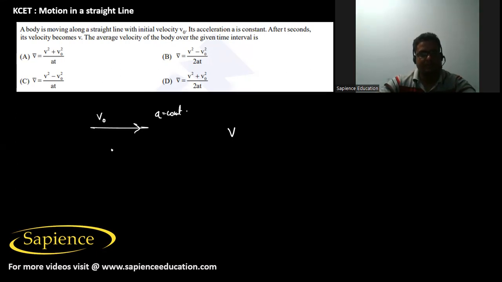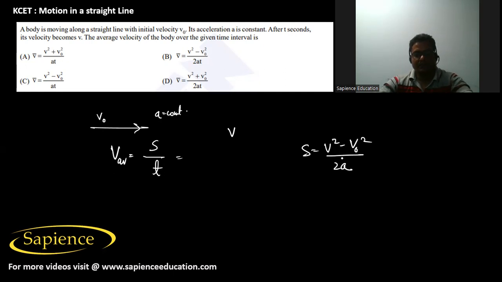Average velocity is equal to total displacement by time, the total displacement by time interval. So now s we can also write as v square minus v naught square by 2a, since we know v square equals u square plus 2as. Since initial velocity is v naught and final velocity is v after time t.